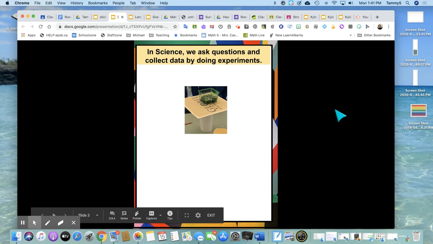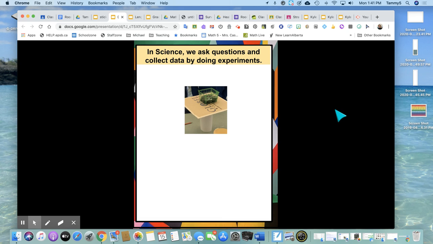In science this year, we asked questions and we collected data by doing experiments. We did lots of experiments in building and testing, but one of the experiments we did was to find out which type of pillar is strongest, a circular pillar or a square pillar.